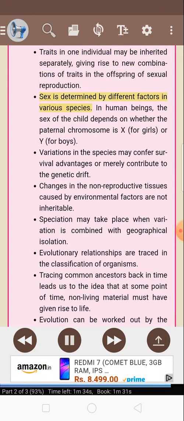Sex is determined by different factors in various species. In human beings, the sex of the child depends on whether the paternal chromosome is X for girls or Y for boys. Variations in the species may confer survival advantages or merely contribute to the genetic drift. Changes in the non-reproductive tissues caused by environmental factors are not inheritable. Speciation may take place when variation is combined with geographical isolation.